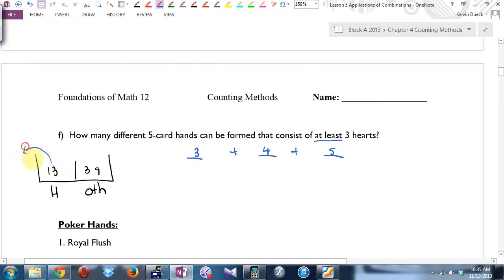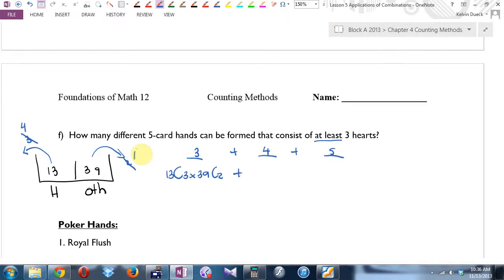The first case is 3 hearts. How many others am I choosing if I want 3 hearts? Cross that out. Next, 4 hearts, and how many others? 1. So what's the second expression going to be? 13 choose 4, 39 choose 1.